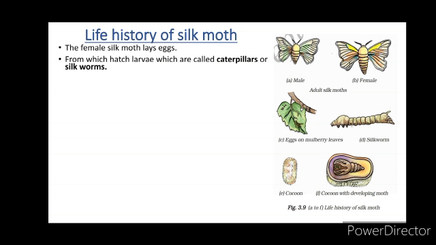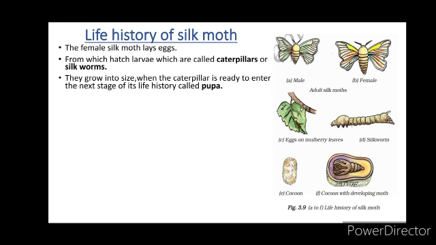Larva is the active immature form of an insect, especially one that differs greatly from the adult. From the eggs, larvae hatch, which are called caterpillars or silkworms.